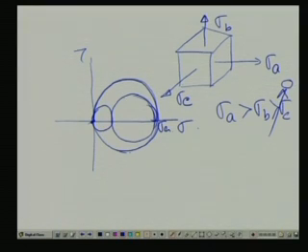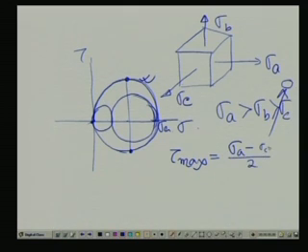Now, as per the criterion, for the outer Mohr circle, what is the value of this tau max? This tau max is nothing but the radius of the Mohr circle. So, tau max equals sigma A minus sigma C by 2, and with sigma C being 0, it is just sigma A by 2.